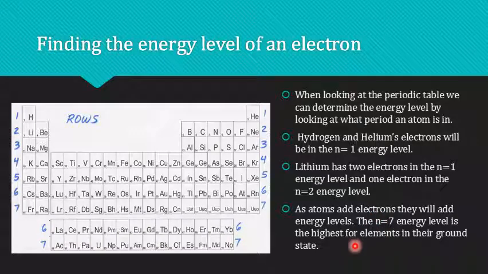For our ground state of our elements, the 7th energy level is the highest energy level we have. But if electrons are excited, they can jump higher than the 7th energy level, because the energy levels don't exist until the electrons are actually in them. It's just an amount of energy that the electron has. It's not like a place that they're going to. So if an electron is excited, it can jump higher than the 7th energy level.